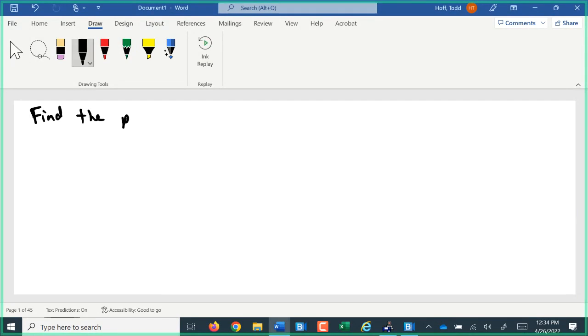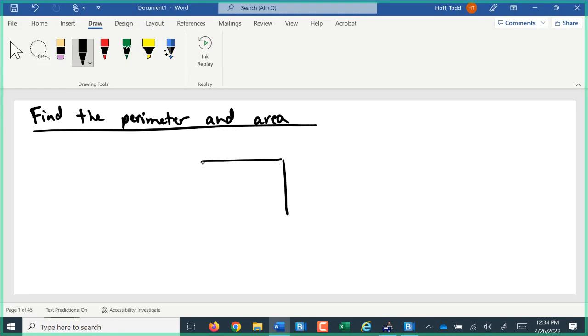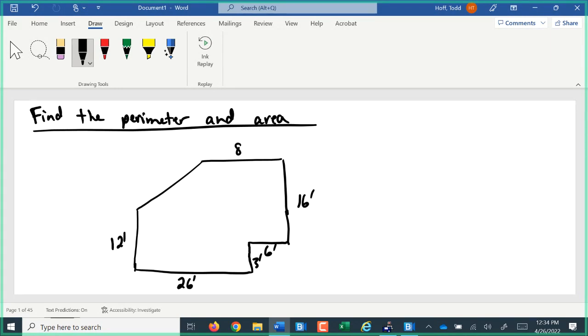What is it, Tuesday? Find the perimeter and area for this problem. Let's see, this is 6 feet, this is 3 feet, this is 16 feet, 26 feet, 12 feet, and 8 feet. Obviously not drawn to scale.